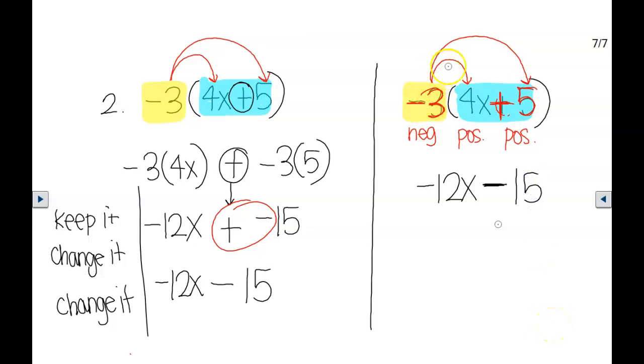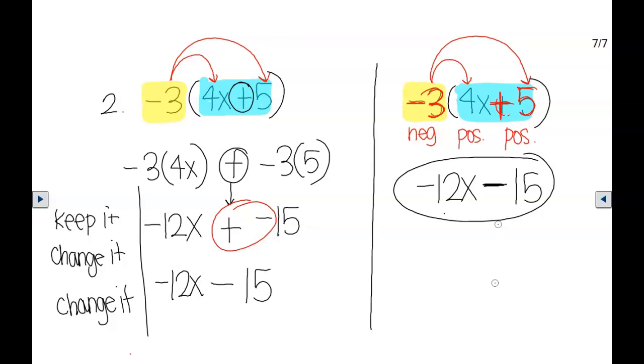So when I distributed, negative 3 times 4x is negative 12x. I wrote that down. And then I did negative 3 times positive 5, and I got negative 15, so I wrote minus 15. The minus lets me know it's negative. So I'm done now. Right there is my answer, and I don't have to go through all of that keep it, change it stuff that I did on that other side.